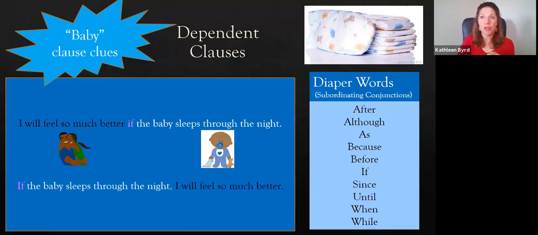Switch the order and see what happens. If the baby sleeps through the night, it's a baby clause. And babies need help, so we put the comma. And then we have an independent clause and our comma.